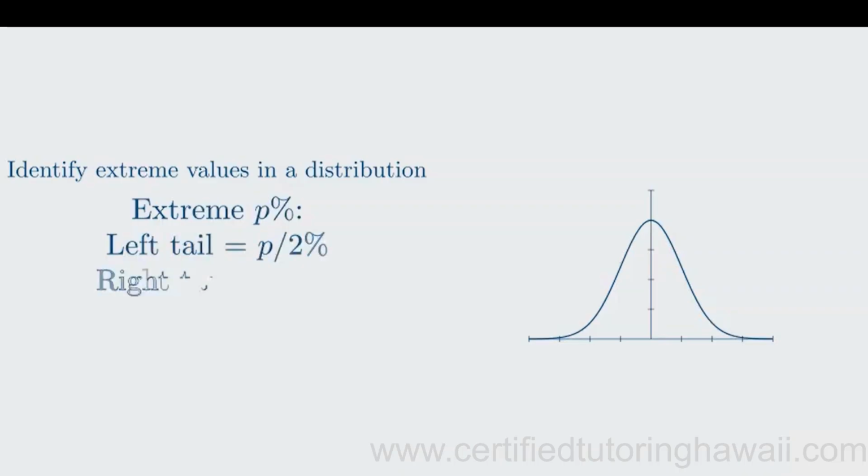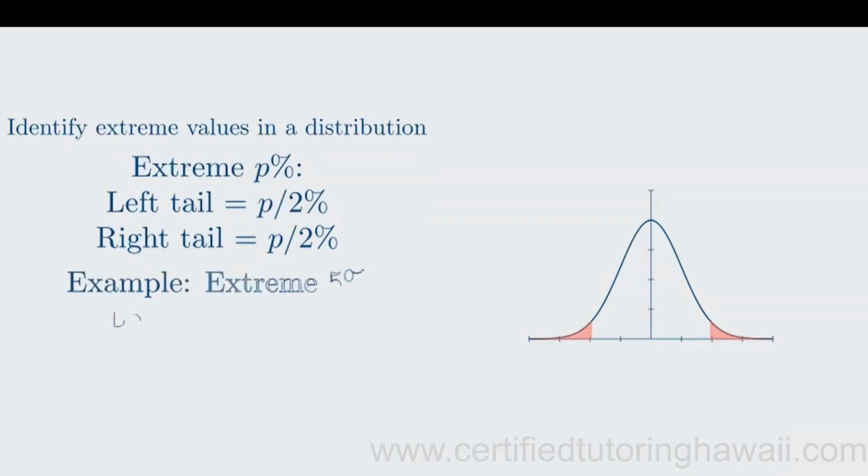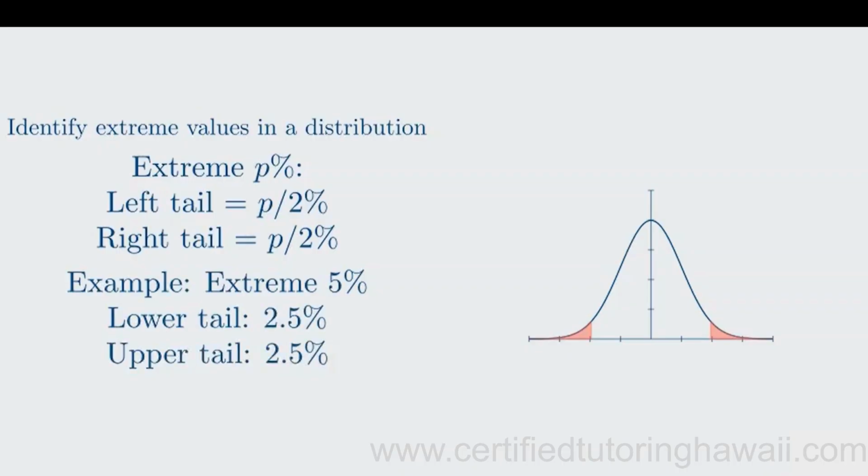Sometimes we are interested in finding the most extreme values in a distribution, the outliers on both the high and low ends. To determine the most extreme p% of values, we split that percentage into 2 equal areas at the very ends of the curve. For example, if we want to find the boundaries for the most extreme 5% of data, we don't put all 5% on one side. Instead, we place 2.5% in the lower tail and 2.5% in the upper tail. This leaves the middle 95% of the distribution untouched.